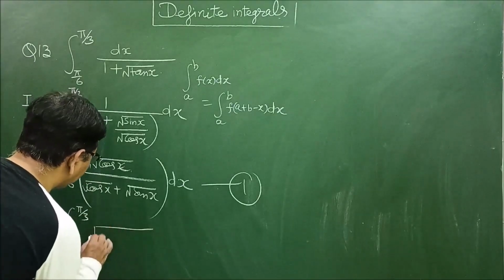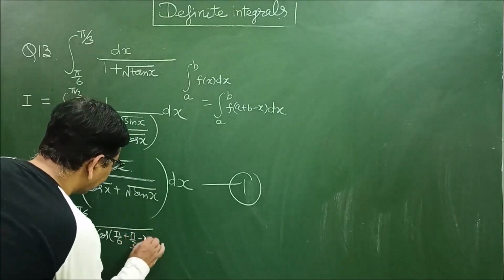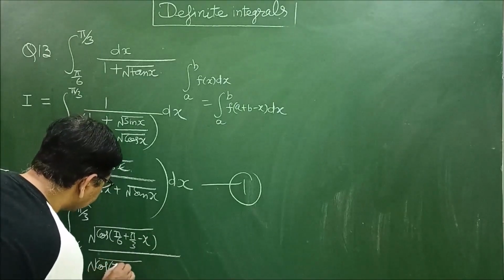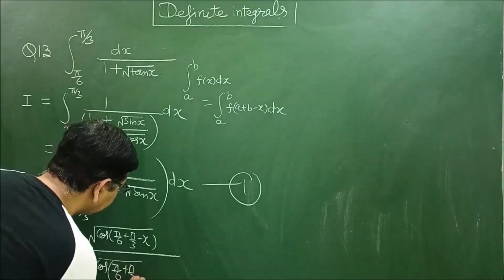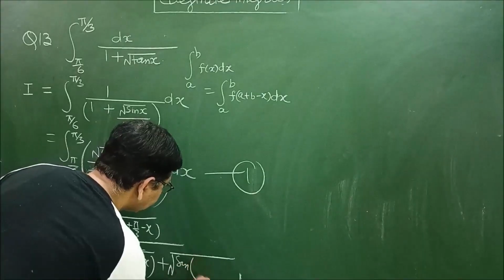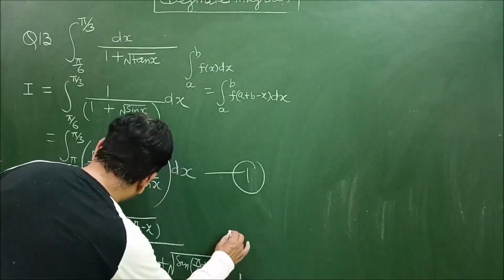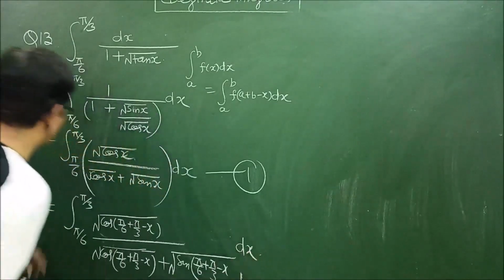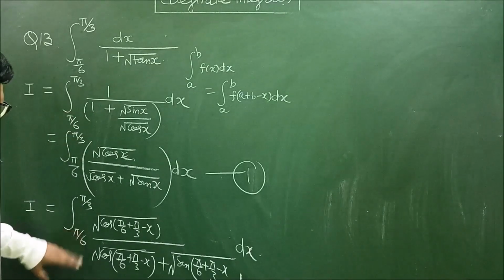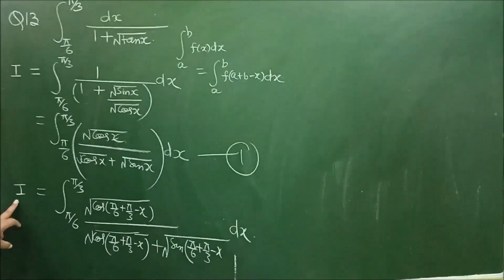So root cos of (pi by 6 plus pi by 3 minus x) upon, in the denominator, root cos of (pi by 6 plus pi by 3 minus x) plus root sin of (pi by 6 plus pi by 3 minus x) dx. So this original integral and this have the same value, the integral formed by replacing x by a plus b minus x. So this also has the same value I.